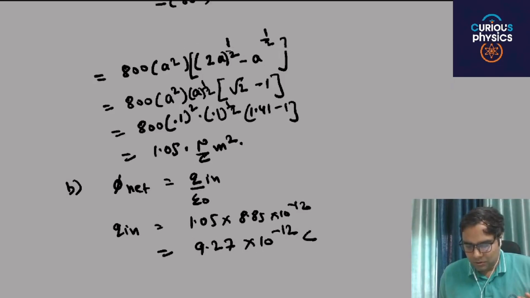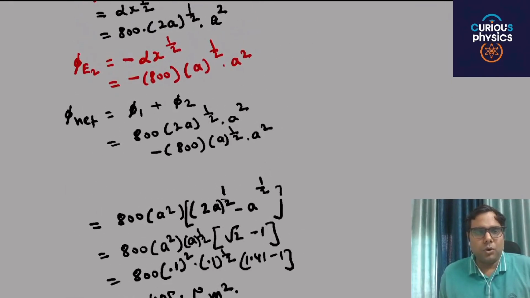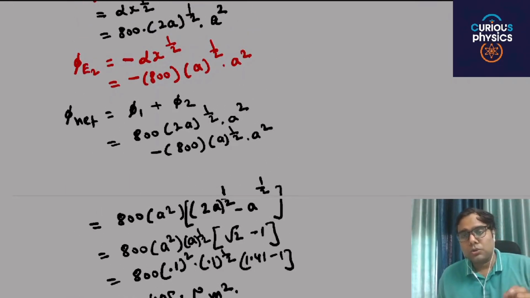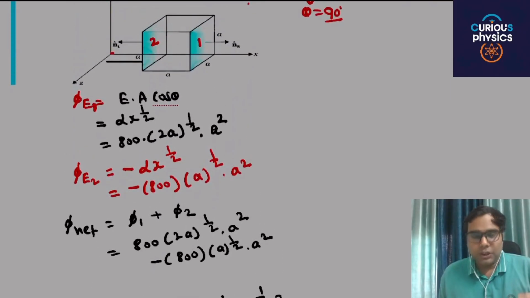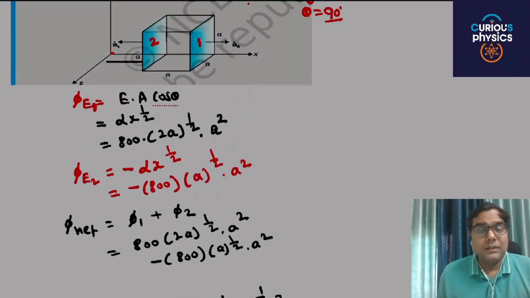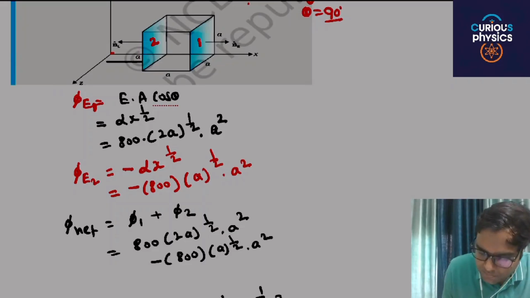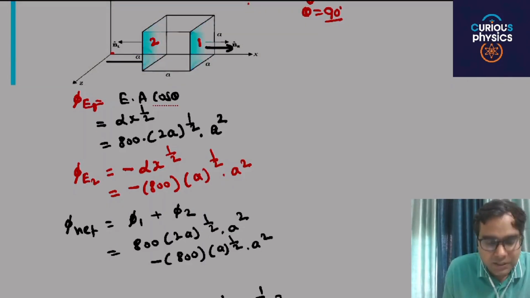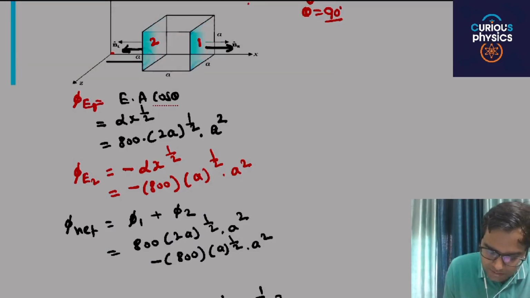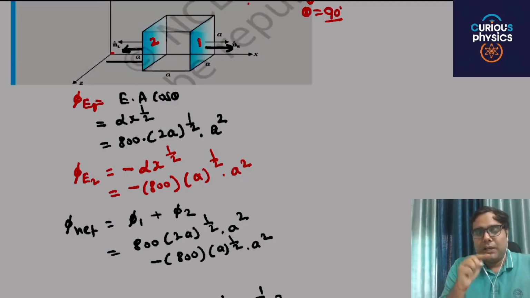Calculation is okay, but you have to know how to solve, how to write the equations. Theta is always the angle between the area vector and E, not area and E. Area vector is always perpendicular to the surface. In the first case the area vector is in this direction, and for the second case the area vector is outward. So that's why in the first case theta is 0 and in the second case theta is 180. Are you getting my point? Okay.